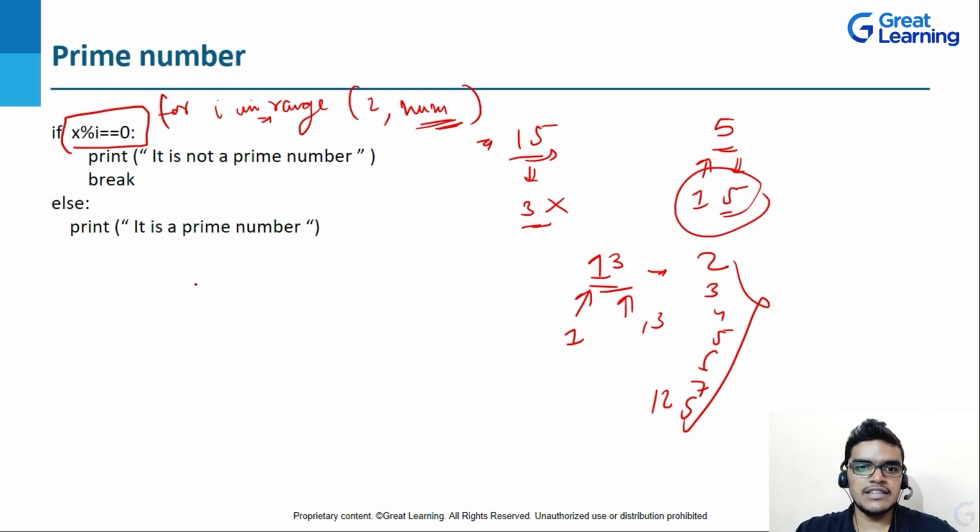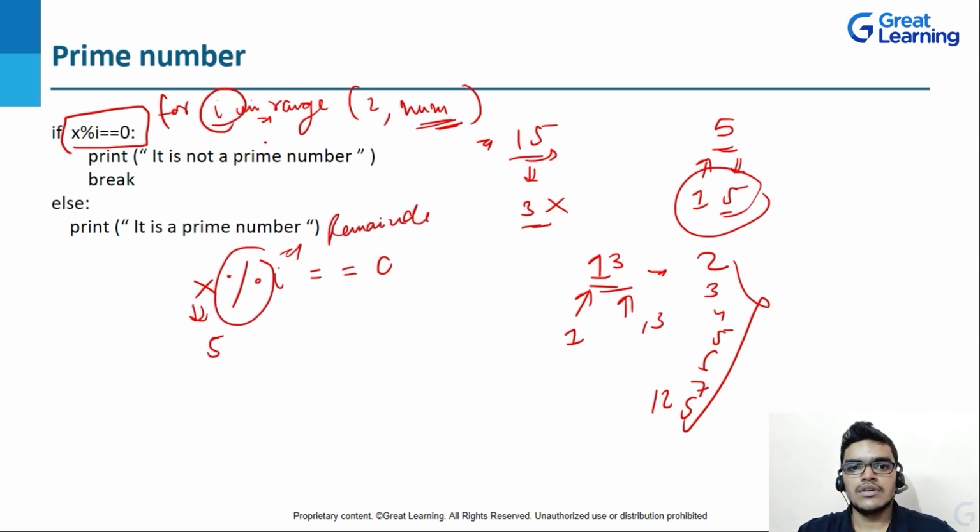Now here you can see that this is the logic, right? If I'm writing, let's suppose, x is equal to 5 and this is the remainder operator, right? Whatever value of i I am getting from this range, if I see any number in between the range that divides it, then it's definitely not a prime number, or else it's a prime number. Now let's see it in the coding part.